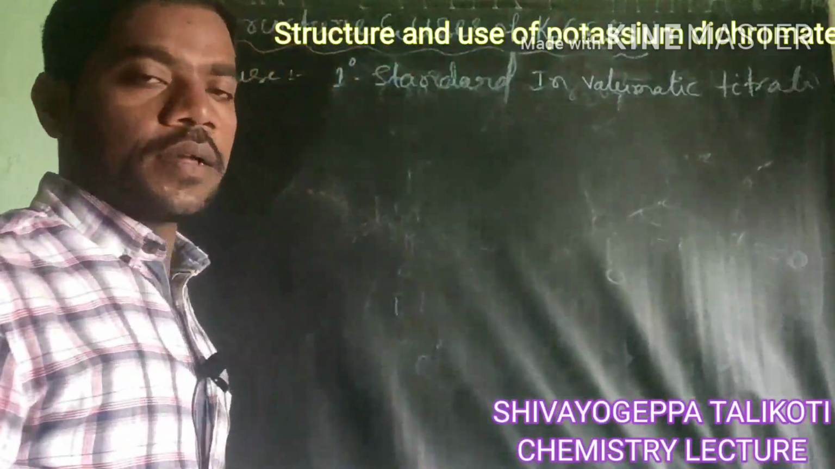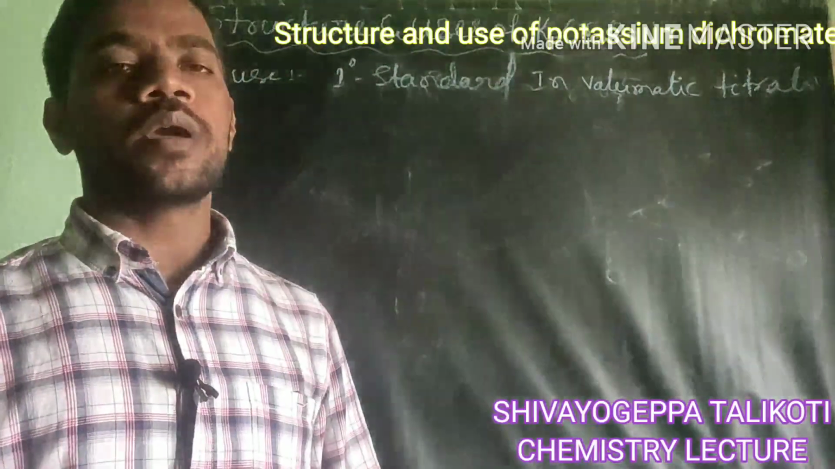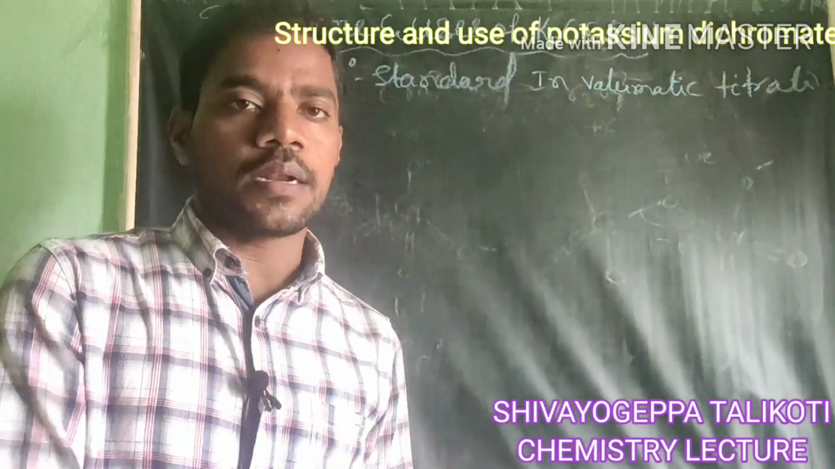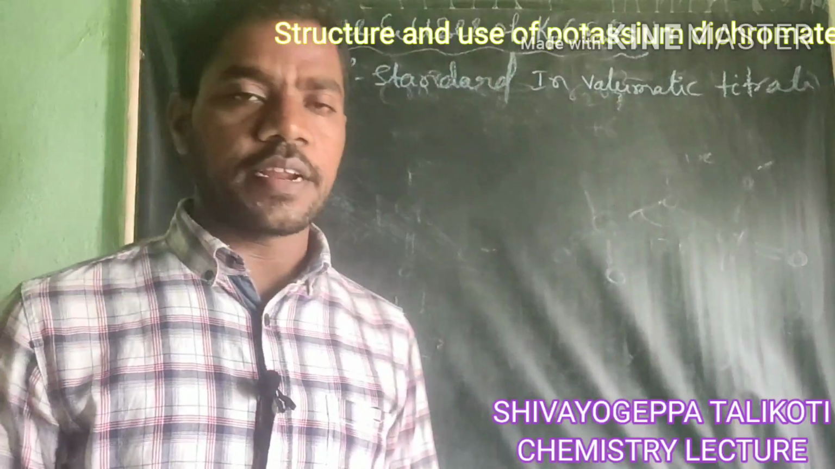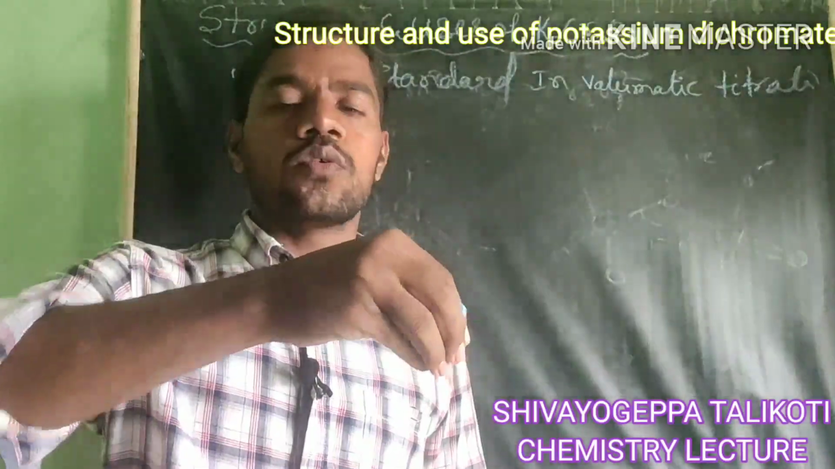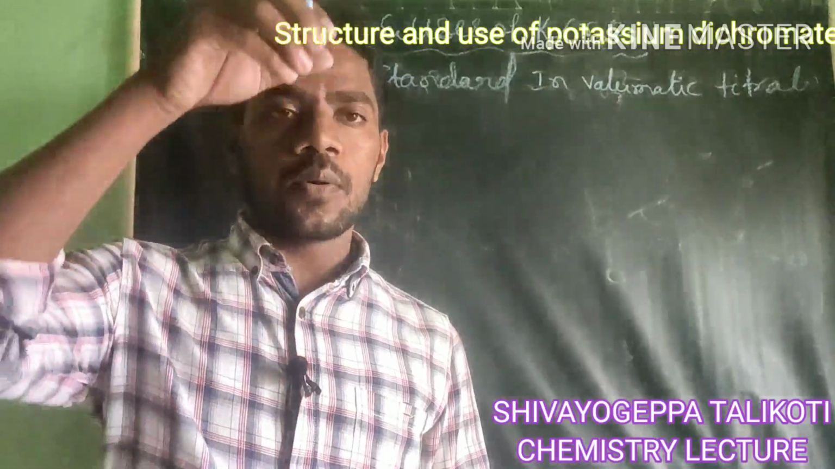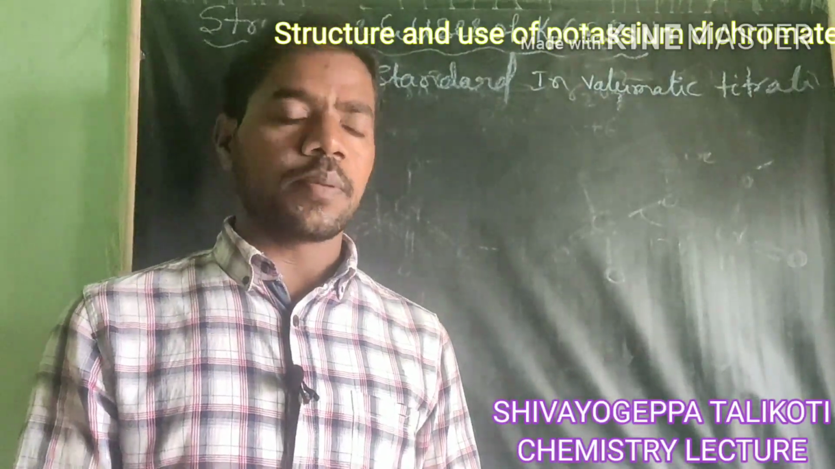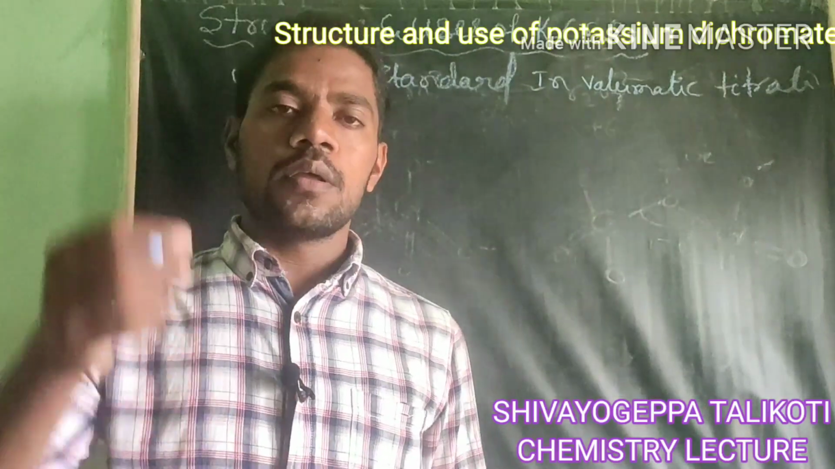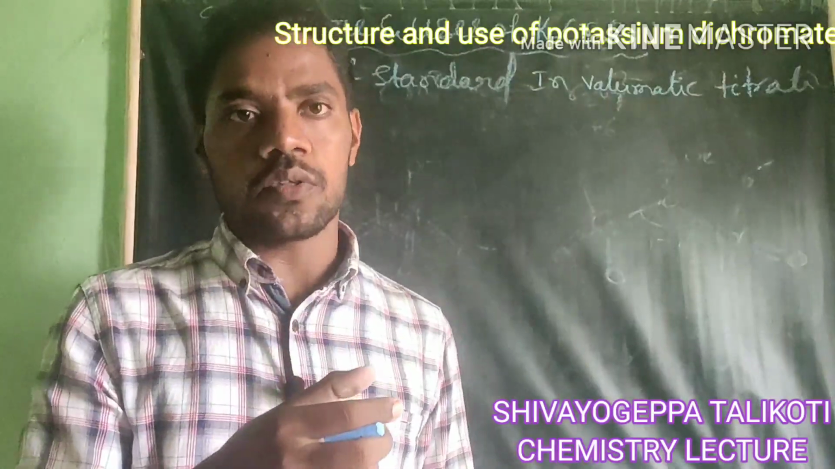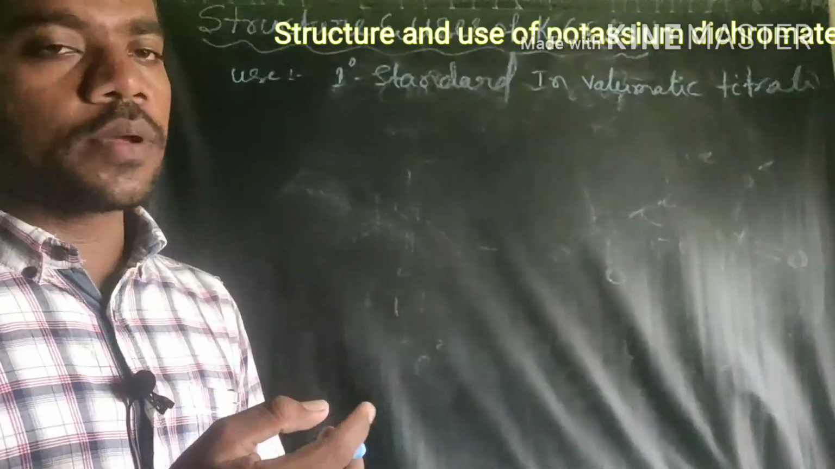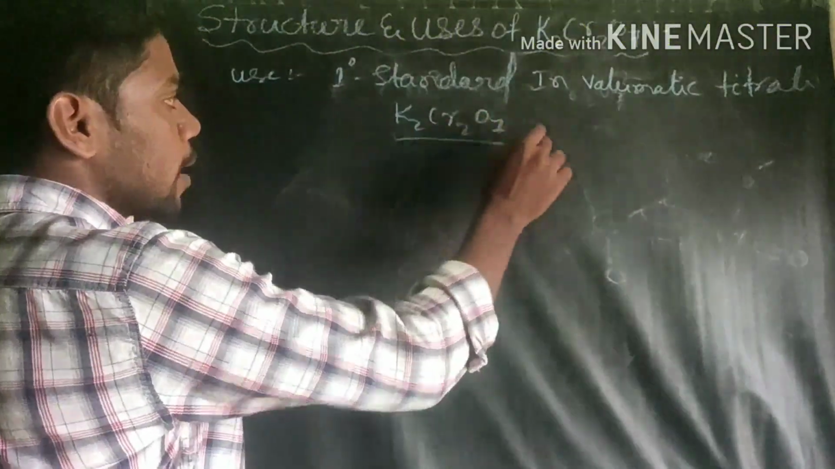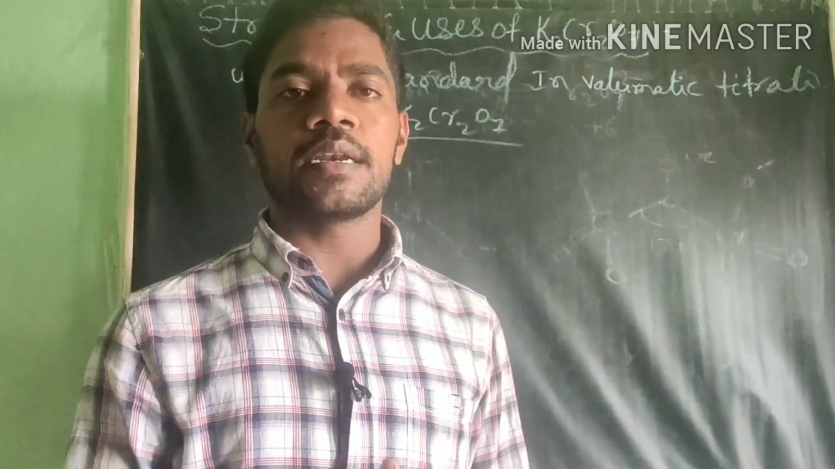You see here, already we know about titrations. In titration, we use one primary standard and one secondary standard. Primary standard means what? Titration means we are adding the known solution to the unknown solution. For example, in the conical flask we take the unknown, and in the burette we take the known solution. In that, we take K2Cr2O7 as a primary standard in determining an unknown solution.